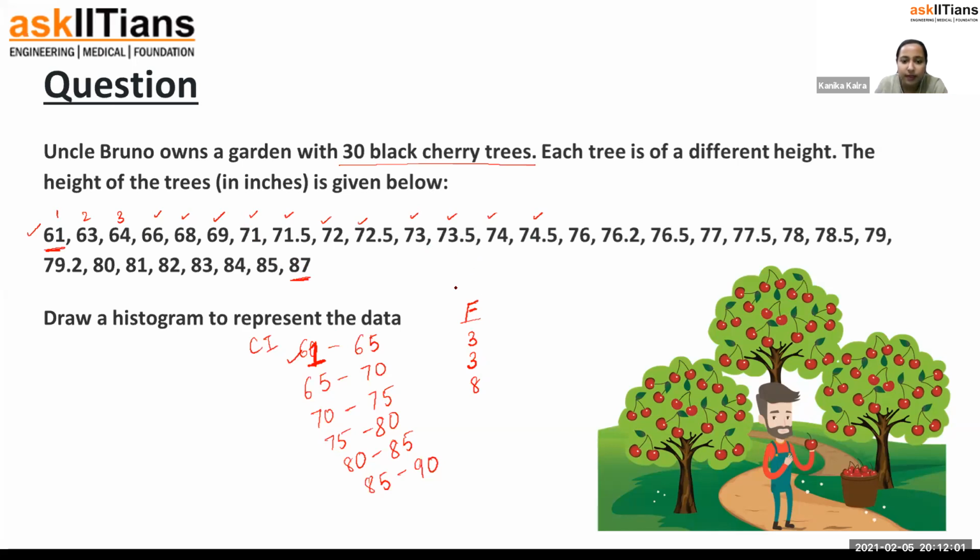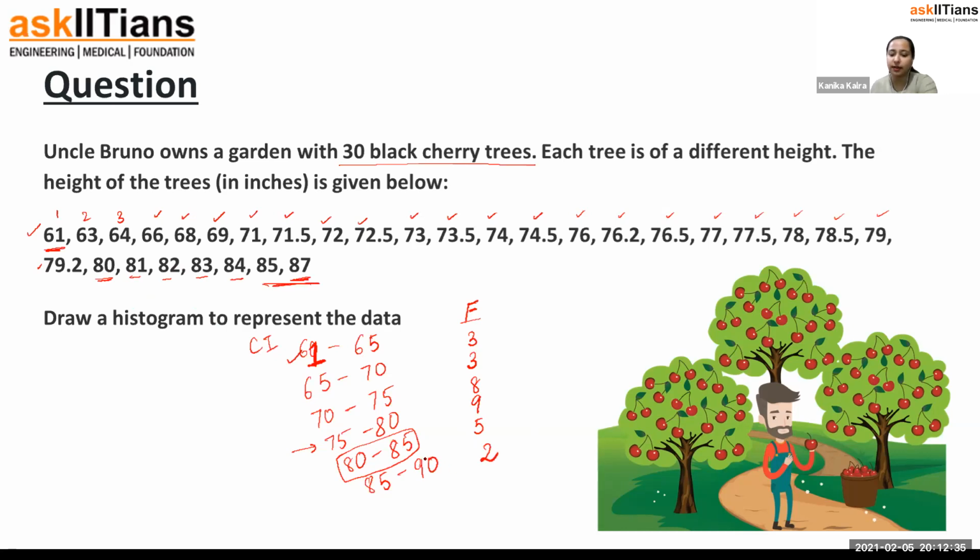Then comes 75 to 80. So this would be 1, 2, 3, 4, 5, 6, 7, 8, 9 values. Now 80 will not be covered in this class interval. 80 will be covered in the 80 to 85 class interval. So this would be 1, 2, 3, 4, 5. 5 values are there, and 85 to 90, 2 values are there. Now you can represent this data in the form of a graph.